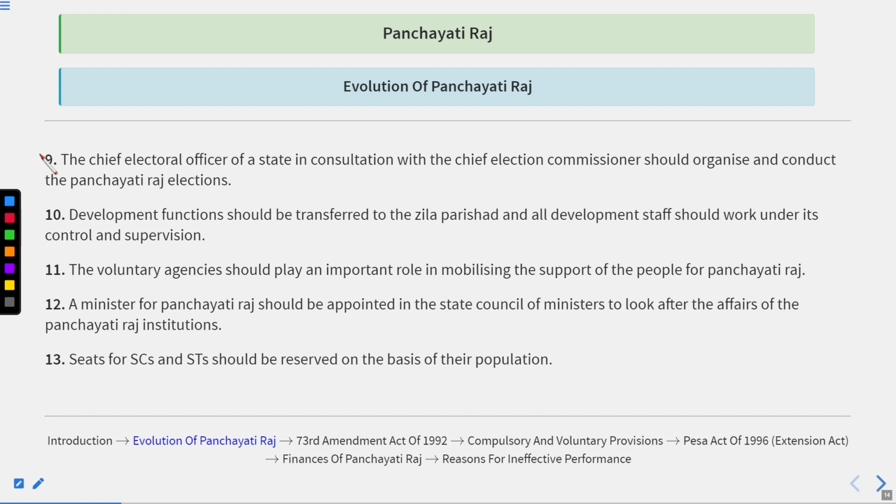Thereafter, the chief electoral officer of a state, in consultation with the chief election commissioner, should organize and conduct the Panchayati Raj election. Like you could say, the chief election commissioner and the chief electoral officer of a state, they both must be consulted before organizing the Panchayati Raj election. All right.